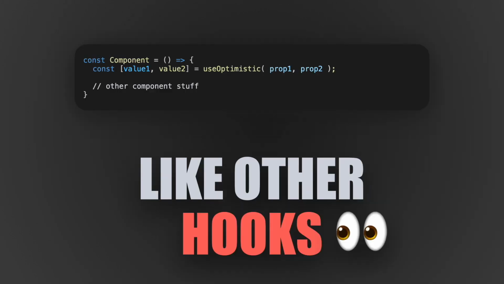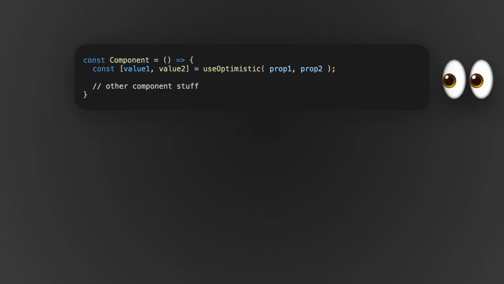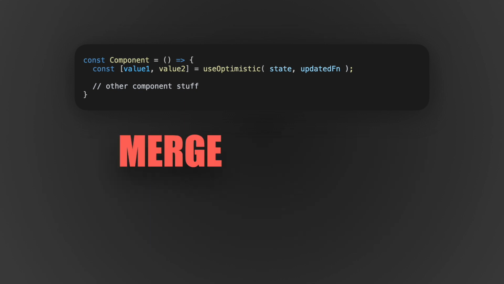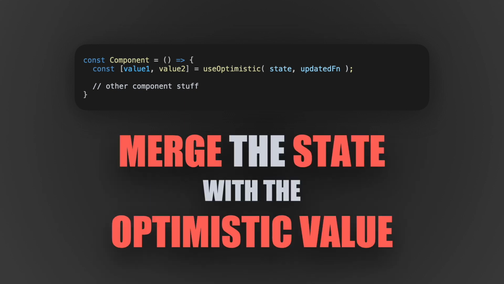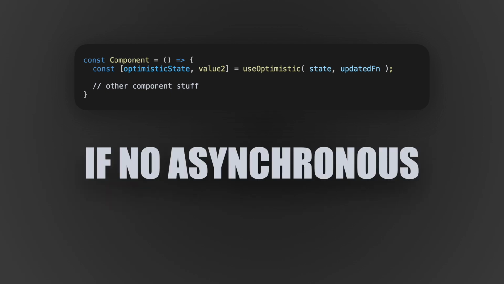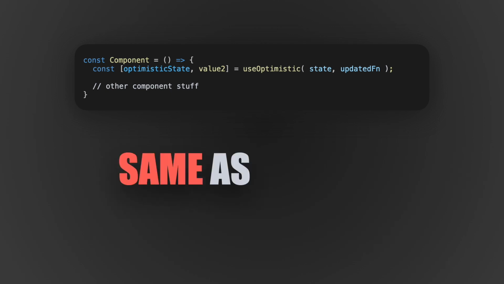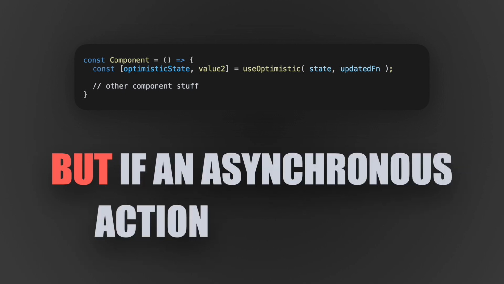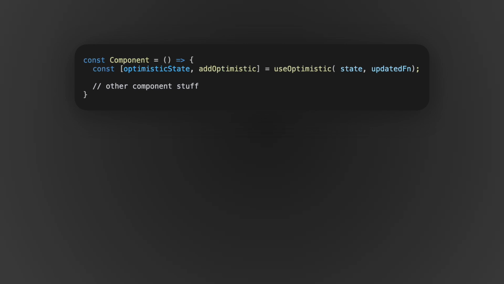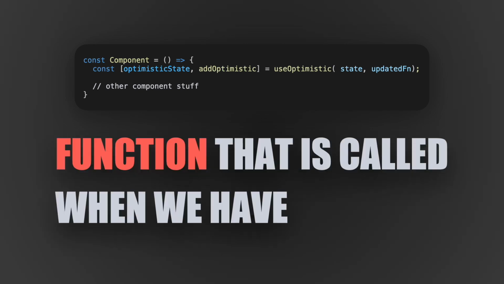Like other hooks, it's declared at the top of the component and takes in two props: state, which is a value that gets updated via async actions, and update function, which is an optional function that can be used to merge the state with the optimistic value. It returns two values: the optimistic state. If no asynchronous action is pending, this is the same as state. But if an asynchronous action is pending, this has the optimistic value. And addOptimistic. This is the function that is called when we have an update.